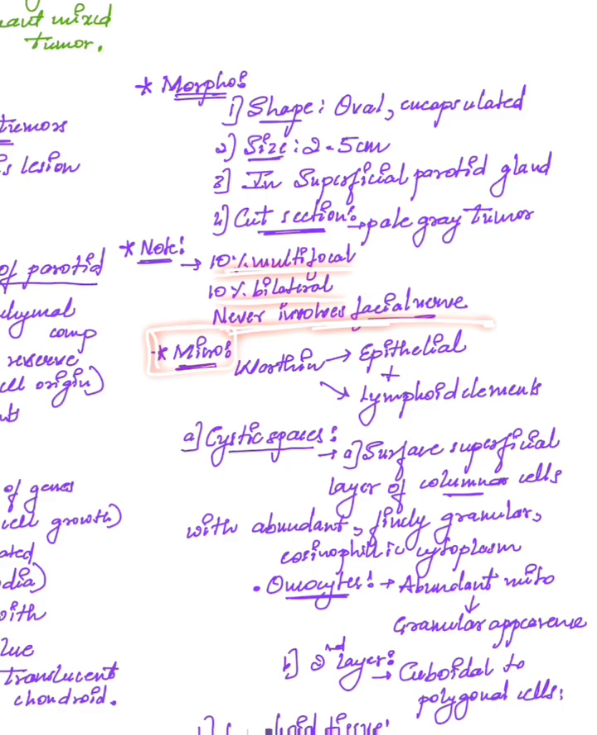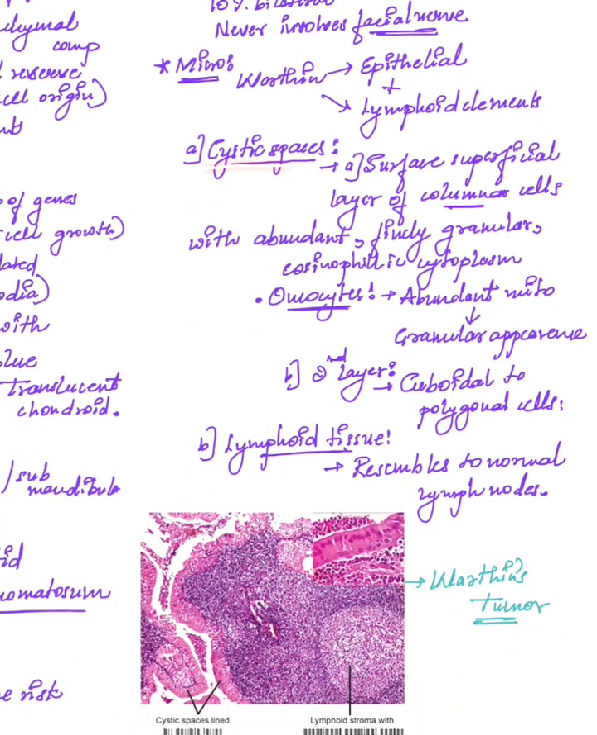On microscopic study, Warthin's tumor is comprised of both epithelial and lymphoid elements. We can see the presence of cystic spaces. The cystic spaces are covered by 2 layers. The superficial layer is made of columnar cells with abundant finely granular eosinophilic cytoplasm. It has a particular type of cells known as oncocytes. These oncocytes have abundant mitochondria, which give the granular appearance to the eosinophilic cytoplasm. The second layer is mainly of cuboidal to polygonal cells.